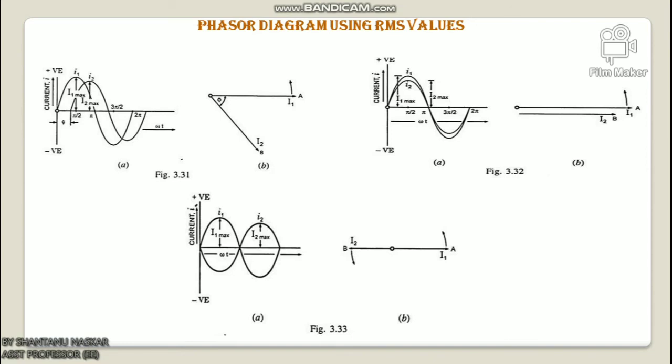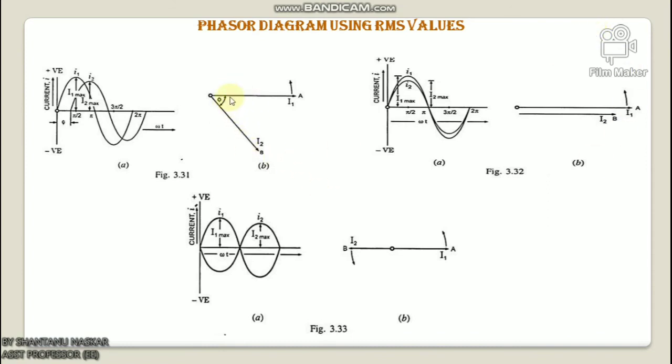The leading current I1 goes through its zero and maximum values first, and the current I2 goes through its zero and maximum values after time angle phi. These two waves representing these two currents are shown in this figure. Okay, so if I1 is taken as the reference phasor, the two currents can be expressed as I1 equals I1 max sin omega t and I2 equals I2 max sin (omega t minus phi).